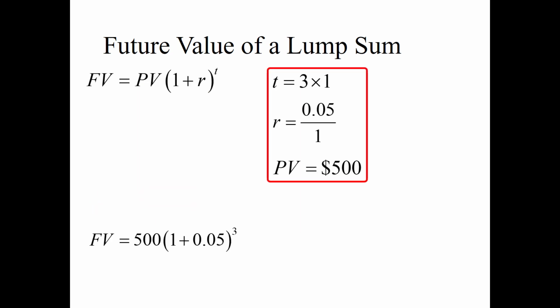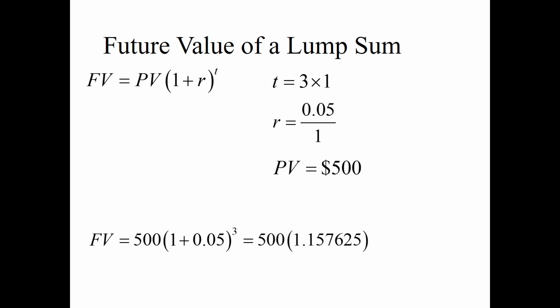So here we see our inputs, where our t is equal to 3, our r is 0.05. Our present value is $500. And we find out that $500 times 1.157625 is equal to $578 and about 81 cents.